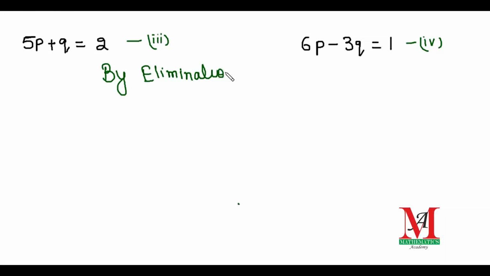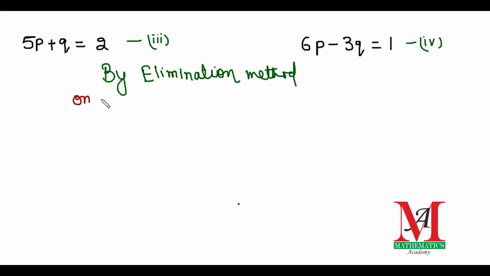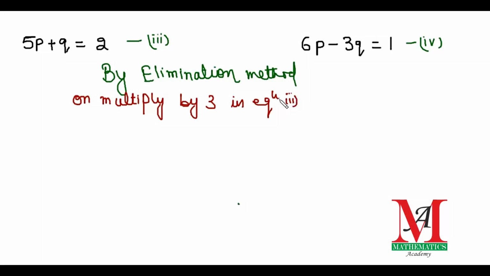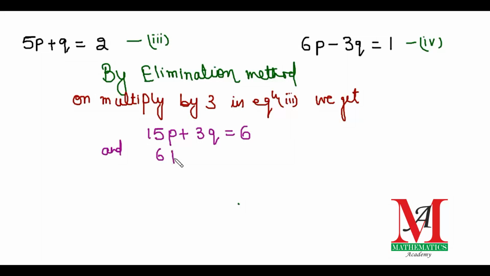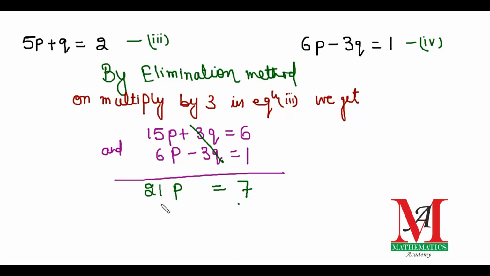On solving these two equations by the elimination method, in the elimination method we have to equate the coefficients of one of the variables, and here we equate the coefficient of q. As we multiply equation number 3 by 3, we get 5 times 3 is 15p plus 3 times 1 is 3q is equal to 3 times 2 is 6, and equation number 4 is 6p minus 3q is equal to 1. Now on adding, 3q cancels with 3q, 15 plus 6 is 21p and 6 plus 1 is 7. Now 21p is equal to 7, and the value of p is 7 upon 21.